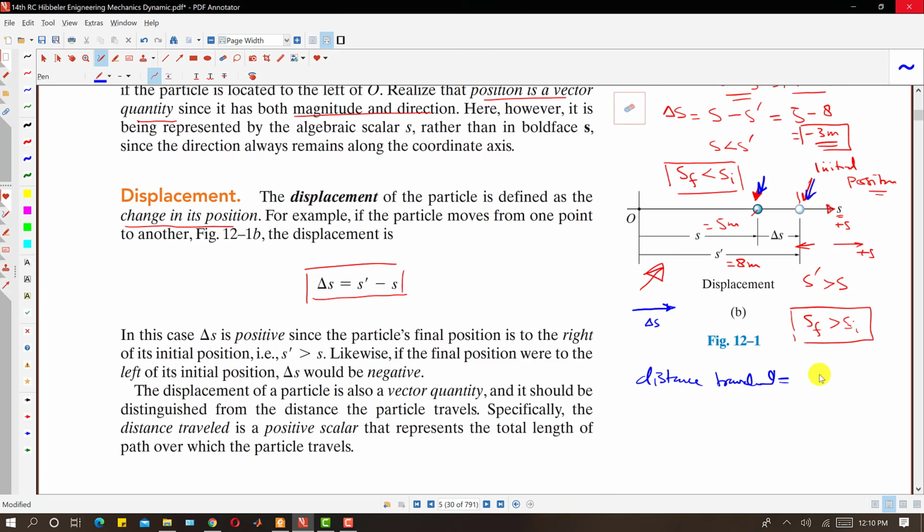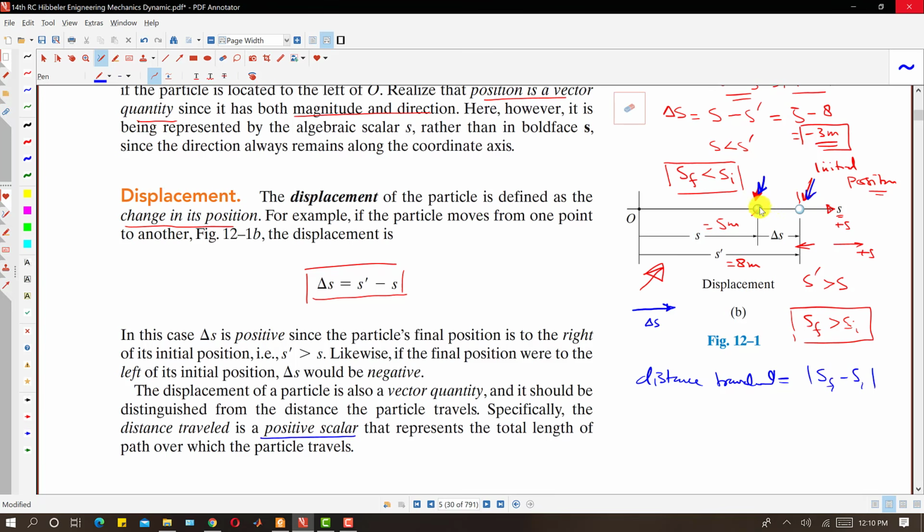If we write that the distance traveled will be the final position minus the initial position, we will always represent that as a positive value. So we will distinguish displacement from the position of the particle or the distance traveled. Specifically, the distance traveled is a positive scalar. Distance traveled is always a positive scalar quantity.